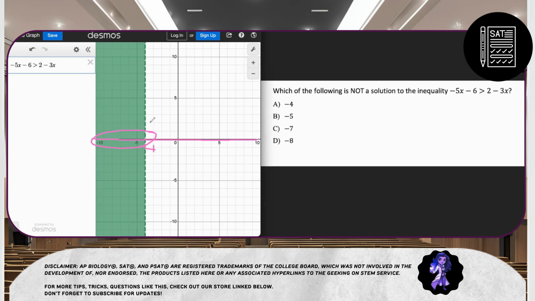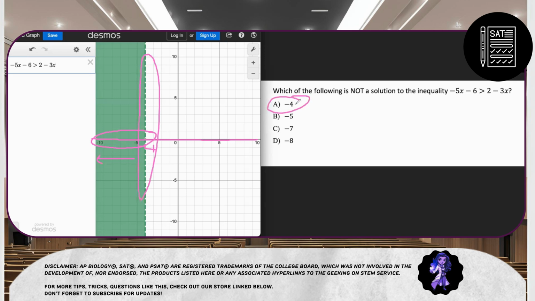negative 4, which is dotted, and any number that is greater is shaded in, which means that, I should say, negative 5, negative 6, negative 7, etc. are all shaded, which means those are solutions. But because this is dotted, that means it's not directly a solution. Therefore, negative 4 is not considered a solution, and your answer is A.